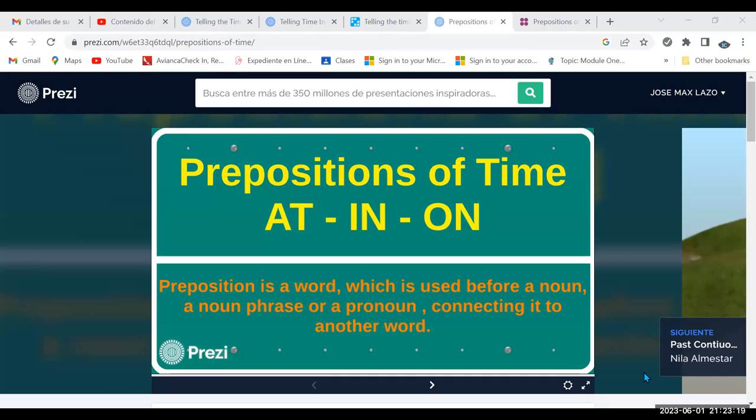Prepositions of time: at, in, and on. Alguien me lee lo que está en la parte del cuadro de abajo, por favor, donde dice preposition is where. Okay, ¿quién lo lee?